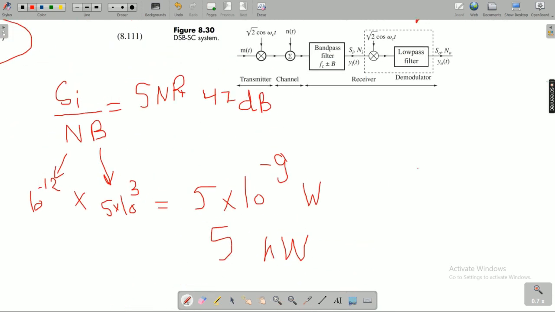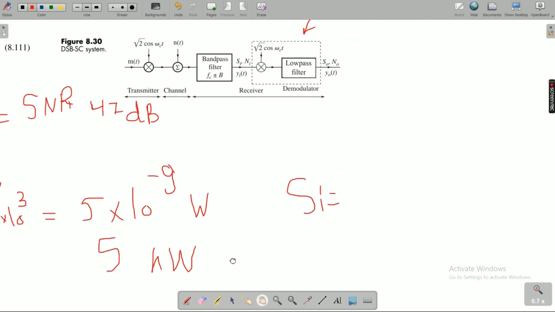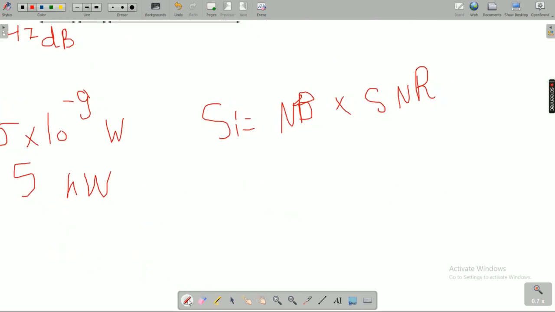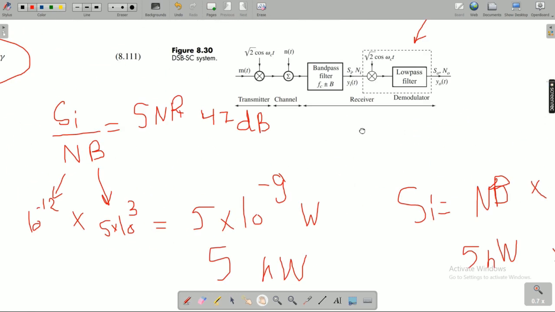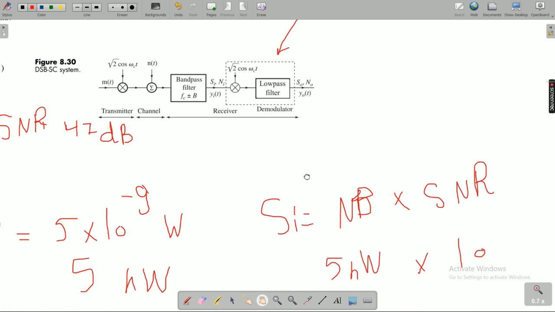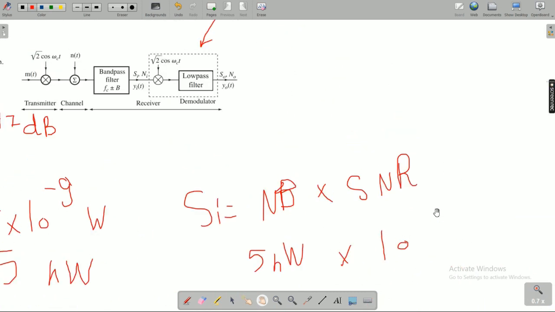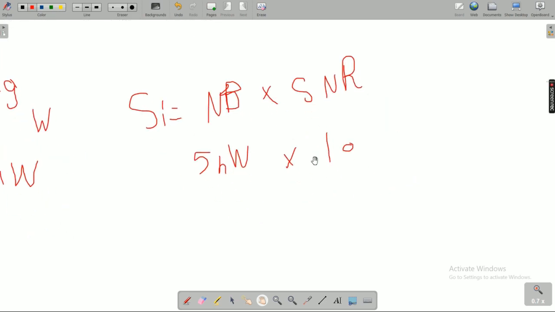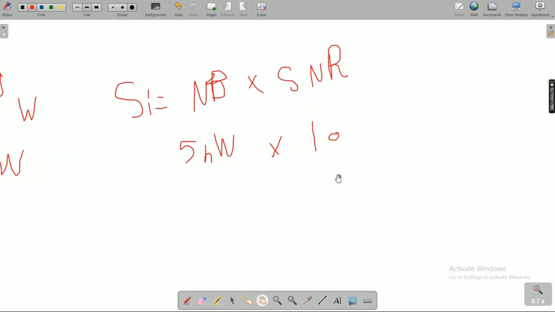To calculate Si, we will have to multiply NB times the SNR. NB we have just calculated to be 5 nanowatts, while the SNR is given as 47 decibel. However, I am not dealing here with decibel. I want to convert it to a value with no measuring unit, so that I don't affect the measuring unit of the watt.